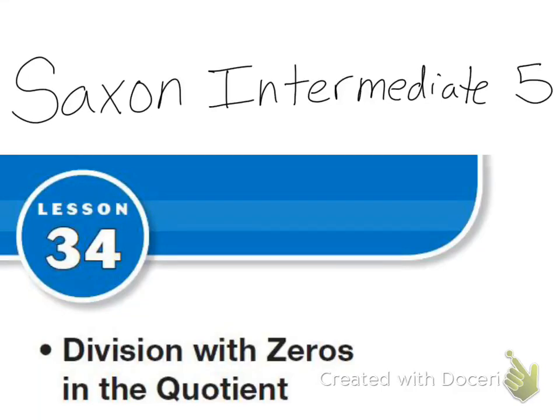Today's lesson is lesson 34, division with zeros in the quotient. Sometimes the answer to a division problem is called, well, it's always called a quotient. But sometimes when we divide, one or more of the digits in the quotient is a zero. If that happens, we continue to follow the same steps.